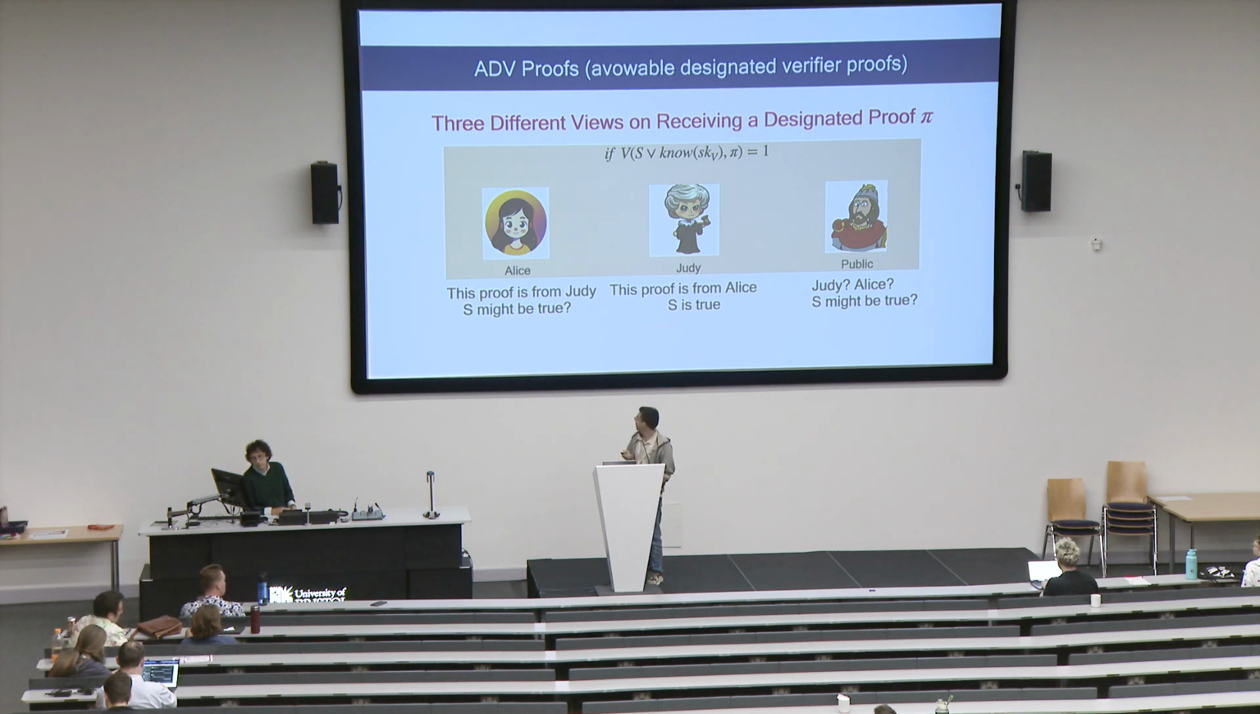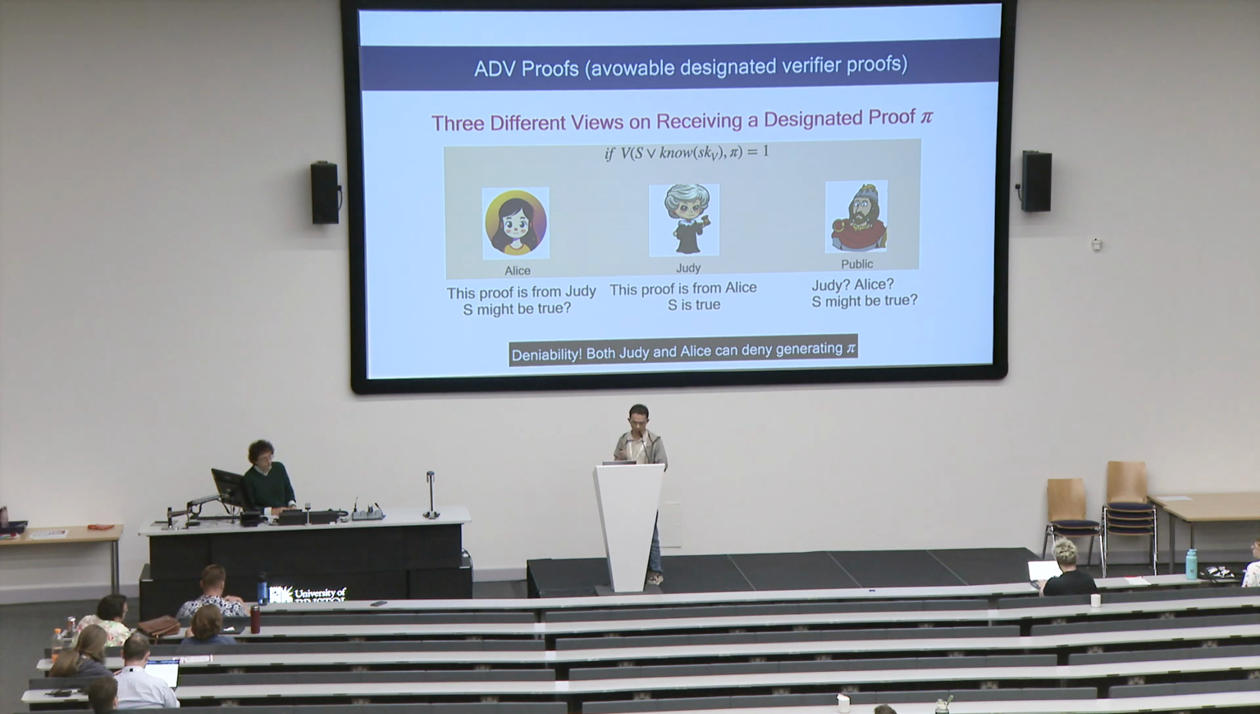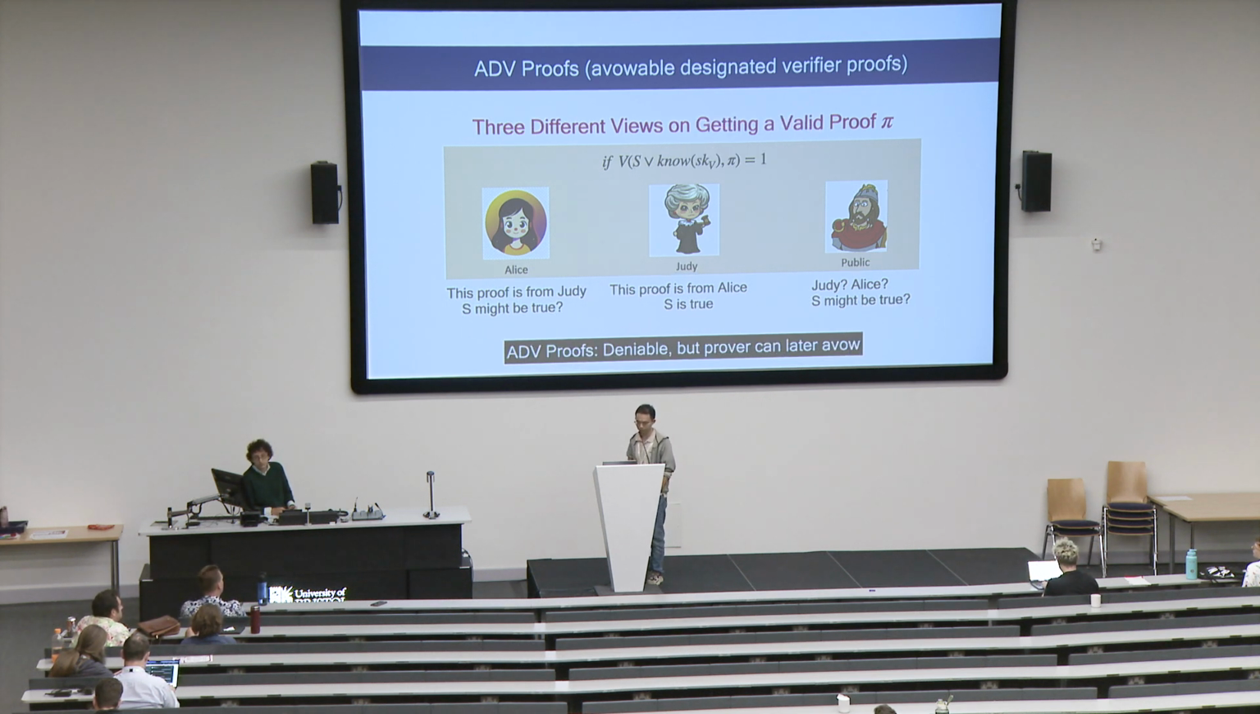Well, the tricky thing is, for the public, there's no way to tell whether the proof came from Judge Judy or not, or whether S is true or not. So this always gives us deniability, because both Judge Judy and Alice can deny generating the proof. So what do we actually mean by ADV proofs, avowable designated verifier proofs?